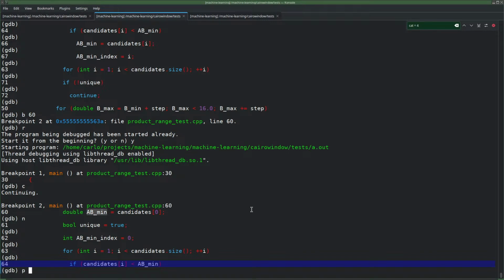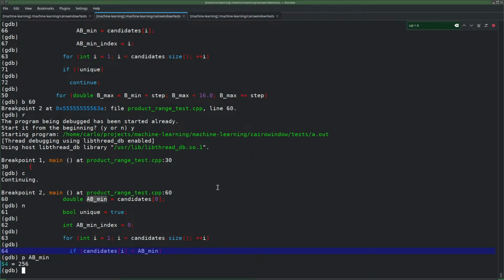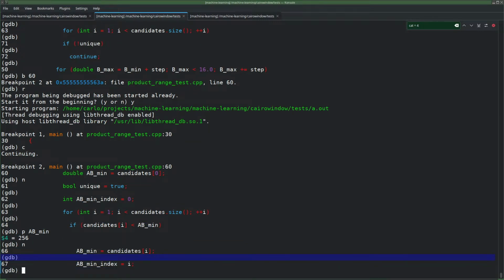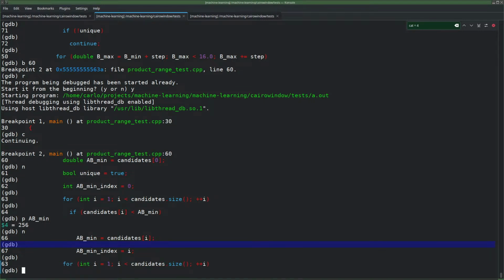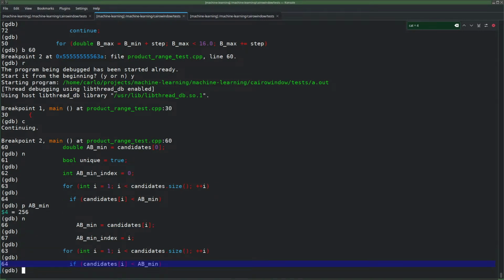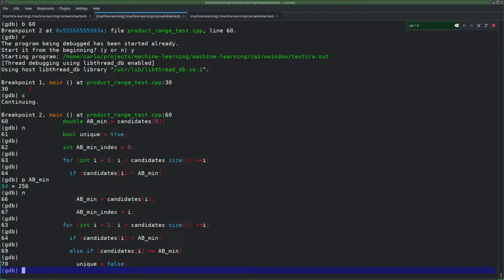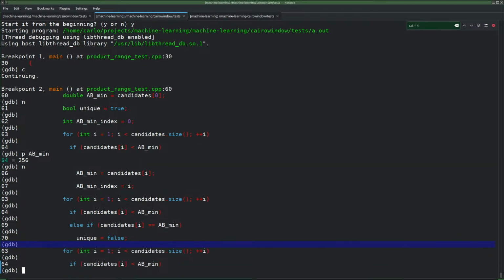So this thing is set to index 0, which was 256. And then the next one is indeed smaller, because that's 254. So now we set AB min to 254, and remember the index 1. And then the next index is also 254. So I is not unique. Okay, unique is false. But now the next index is less, which makes it unique.